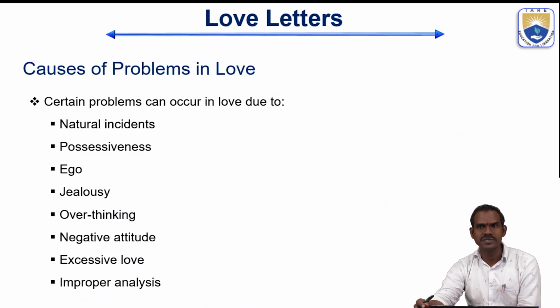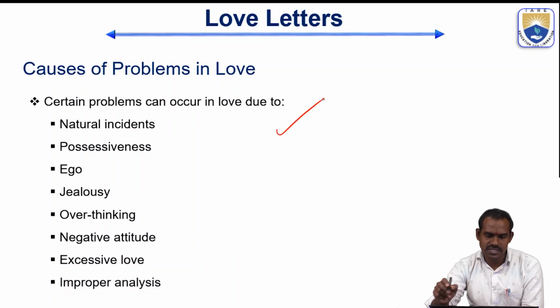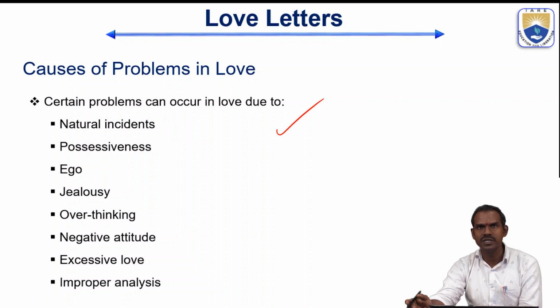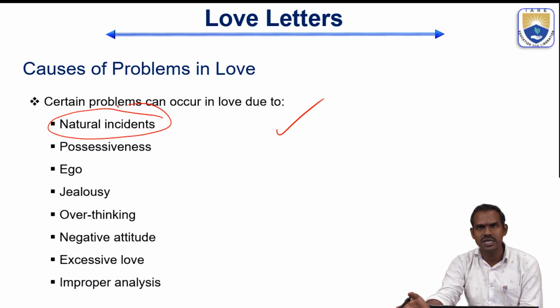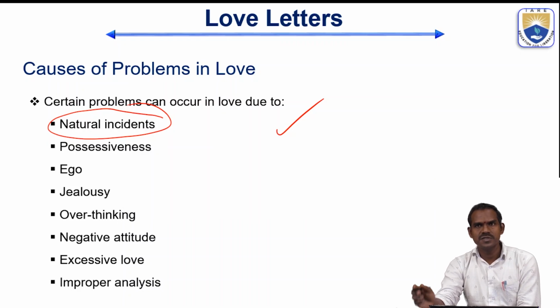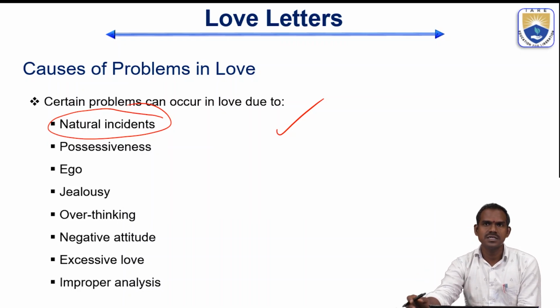Causes of problems in love. Why do problems arise in love? There are certain causes due to which problems occur in love. What are those causes? The cause may be a natural incident. Due to a natural incident, there may be some problems in love. If somebody is consoling the other gender, his or her lover may see it and misunderstand by looking at that natural incident.